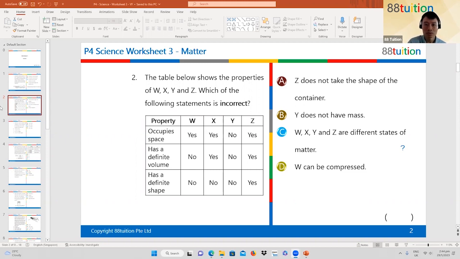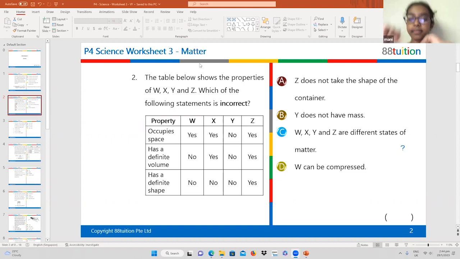So this table shows us the properties of W, X, Y, and Z. Which statement is incorrect? Look at W. It occupies space, has no definite volume, no definite shape. So what is the state of W? Can everybody tell me? Solid, liquid, or gas? Mani says gas.